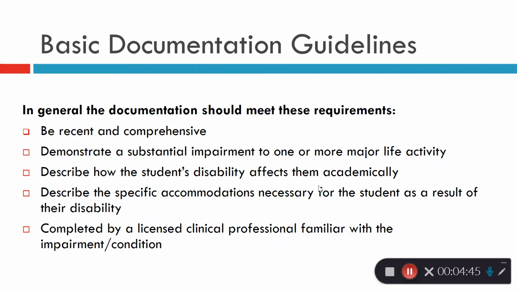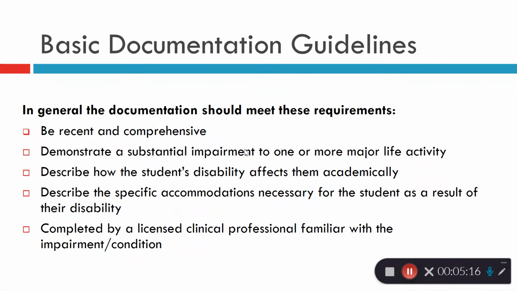But generally speaking, we want the documentation to be recent and comprehensive. We want to make sure that we identify what the impairments are and if that does impact one or more major life activities. Major life activities can range from anything from learning, hearing, speaking, sleeping, concentrating. There's a really, really long list of things that are included in a major life activity, but we need to understand what that impairment is and how that impacts the student. What does that look like today?